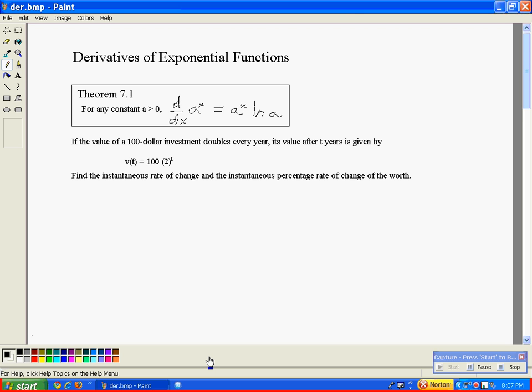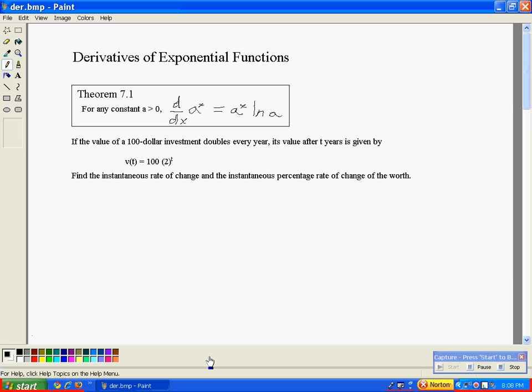Okay, so let's say you want to double your money every year. If the value of a $100 investment doubles every year, its value after t years is given by V(t) = 100, the initial $100 investment, times 2 to the t years. Okay, this is a pretty straightforward formula.